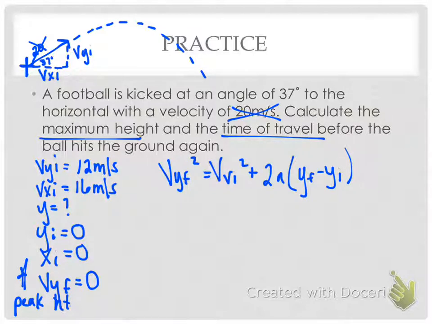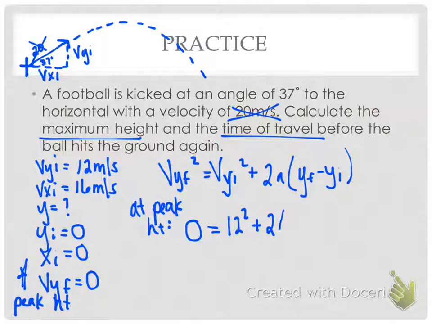So this is at peak height. This is really important. Vy final is 0, so 0 squared is still 0. Vy initial, we solved to be 12. So we're going to say 12 squared plus 2 times negative 9.8 times y final, right? And this is minus 0, so we can leave that off.